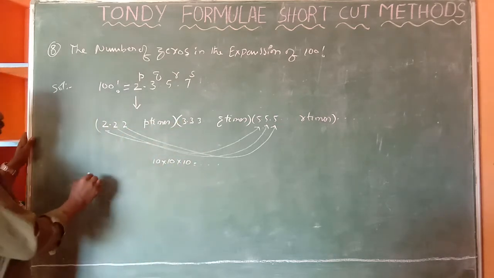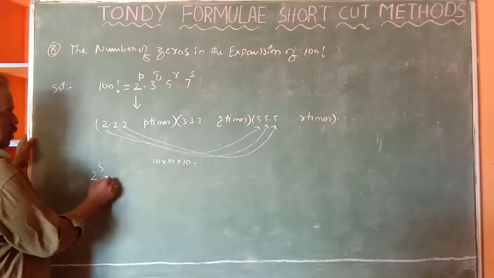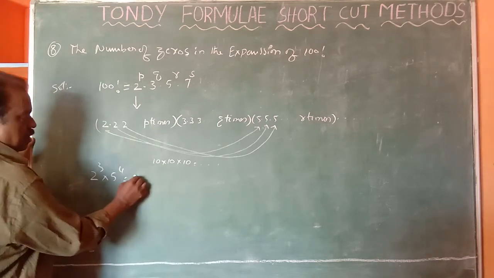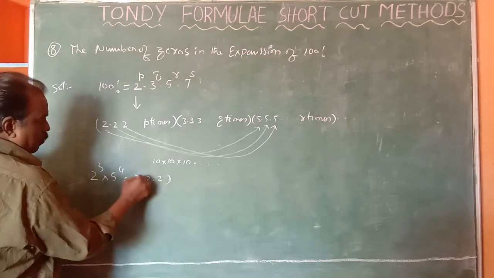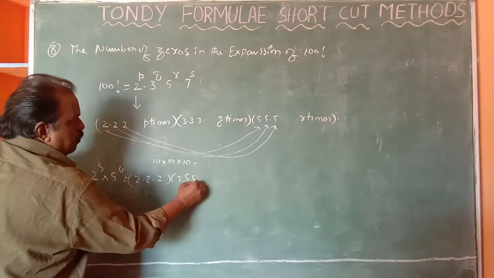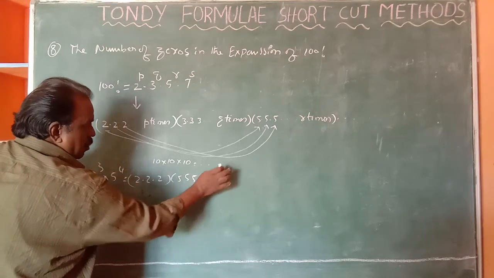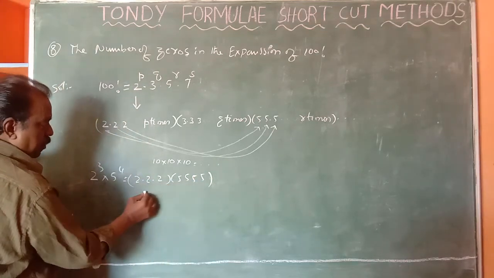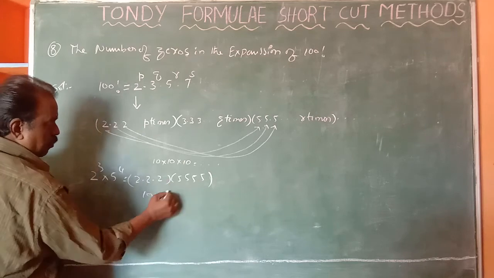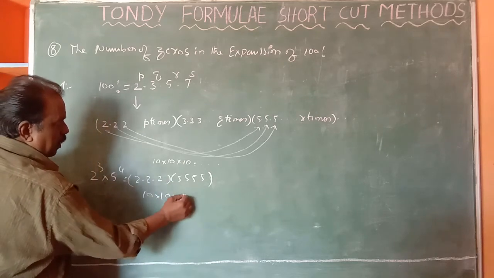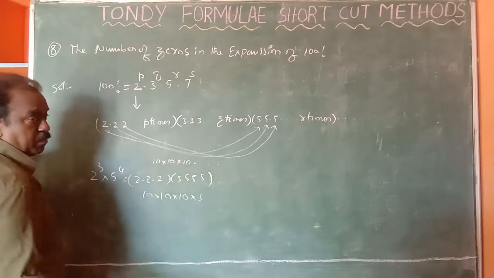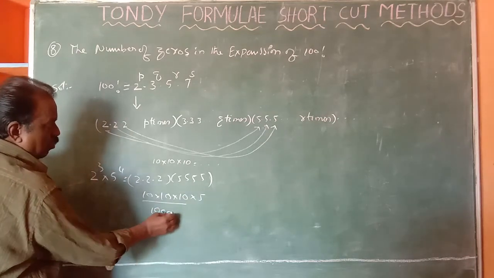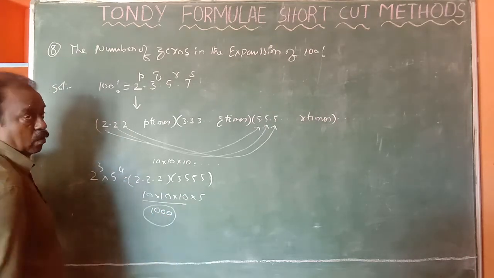For example, 2 cube into 5 power 4 is there. It is 2 into 2 into 2. It is 5 into 5 into 5 into 5. That is 2 into 5, 10. 2 into 5, 10. 2 into 5, 10. And there remains 5 only. But here we get 1000. So 3 zeros, like that.